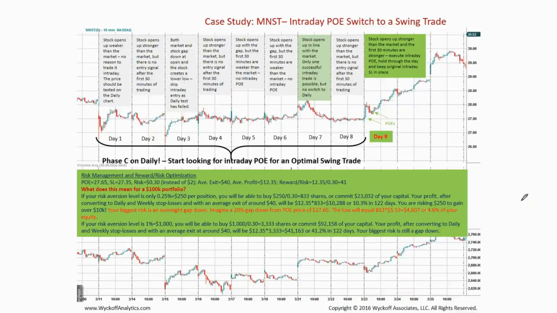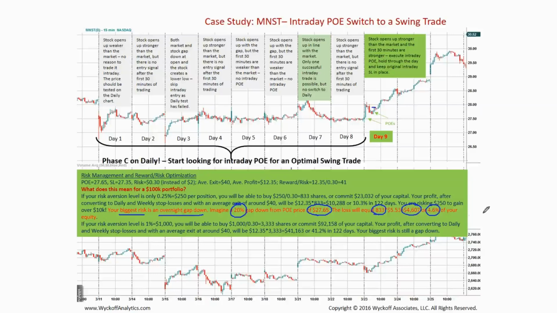And I'm sure that you guys have been in this situation many times as myself, so you know what I'm talking about. So I'm looking at the biggest risk as an overnight gap down. I'm averaging the gap down to 20% from the price of 27.65 where we've entered. So let's say somewhere here. So the loss on the same amount of shares that we've acquired during the intraday trade is going to be 4,600 or 4.5% of your equity.